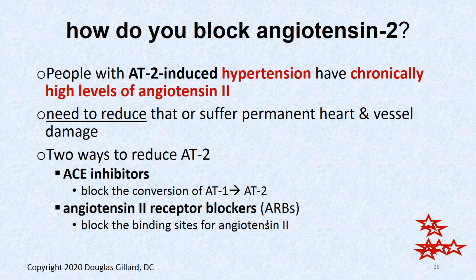How do you block angiotensin II? People who have angiotensin II induced hypertension, well, they have chronic levels of angiotensin II. We just said that's really bad. So how do you prevent that? The only way to really prevent that is two types of medication. And if you monkey around with doing fringe treatments and you can't get that blood pressure down, your heart is going to be wrecked. I'm a chiropractor, but I'm a scientific, logical chiropractor who goes by the medical literature database.